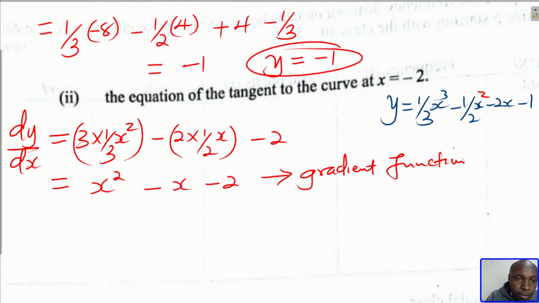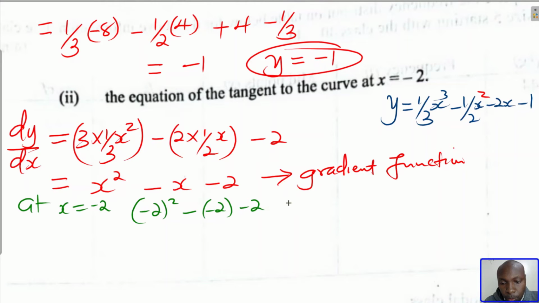So at x equals negative 2. To get the gradient at x equals negative 2, we shall substitute this value of x, that is negative 2, in the gradient function. This is what you are going to get: x squared, negative 2 squared, subtract x, negative 2, minus 2, and this will give the gradient of this tangent at x equals negative 2 as 4. So that is the gradient of the tangent.